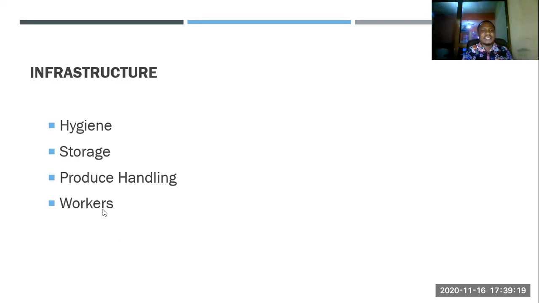Then workers. There are several requirements also about workers. For example, workers' changing room is an infrastructure requirement. They say there should be changing rooms for male and female, and the changing rooms should have lockers. How are they going to do it in terms of the available resources and the scale of operations for the company? It is up to you to go into the operations of the company and advise them accordingly.